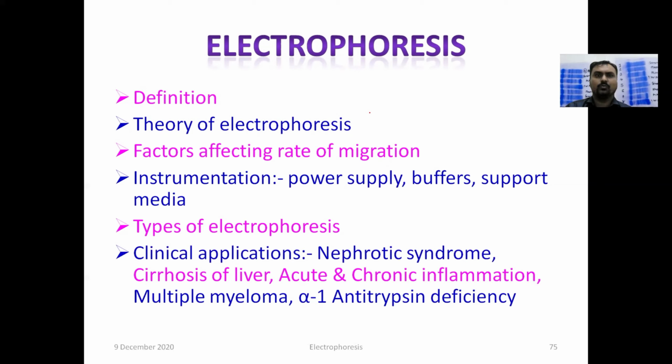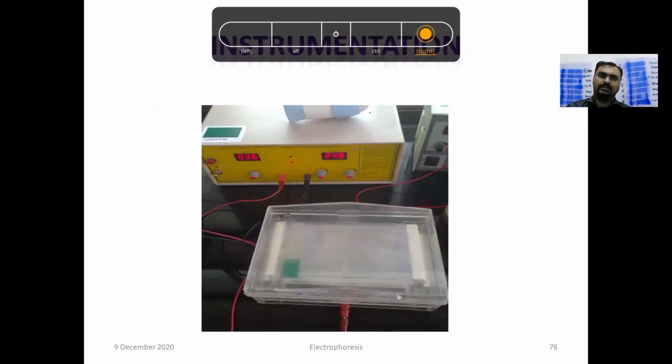In cirrhosis of the liver, albumin is decreased and gamma globulin is increased. In acute inflammation, there is an increase in alpha-1 and alpha-2. In chronic inflammation, there is an increase in gamma globulin. In multiple myeloma, there is an M band. In alpha-1 antitrypsin deficiency, there is a deficiency of the alpha-1 band.